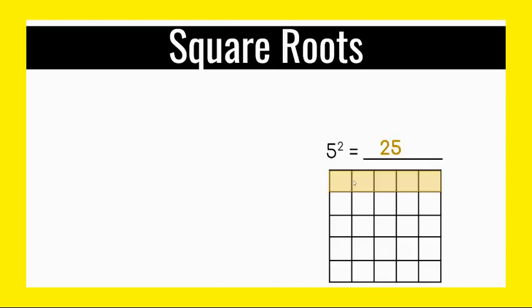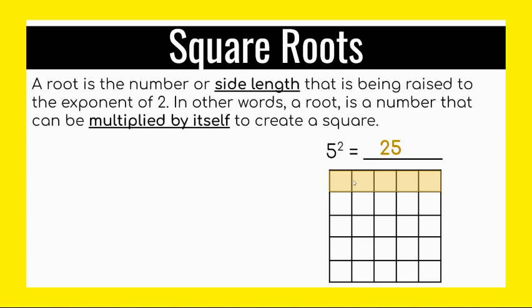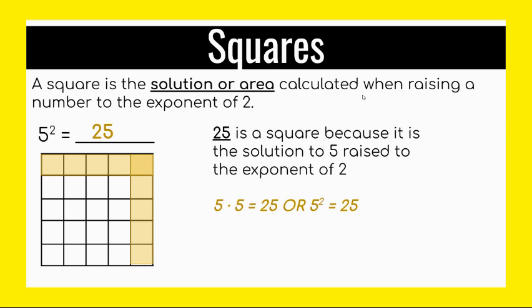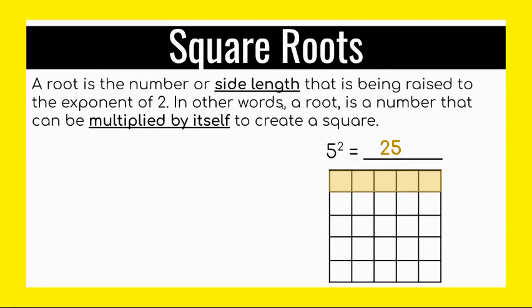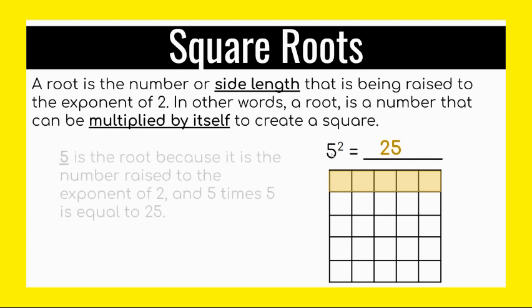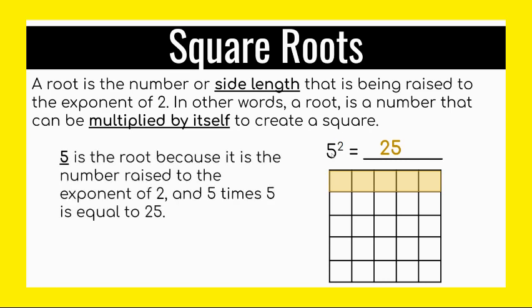A square root, on the other hand, is when we do the opposite. So a root, or a side length, remember if we think back to a square, that was the area, okay? A square root is going to be your side length that is being raised to an exponent of 2. In other words, a root is a number that can be multiplied by itself to create a square. So here, 5 squared, 5 is your root, okay? Because it's being raised to the exponent of 2, and 5 times 5 is equal to 25. If I multiply 5 by itself, 5 times 5, it's 25.